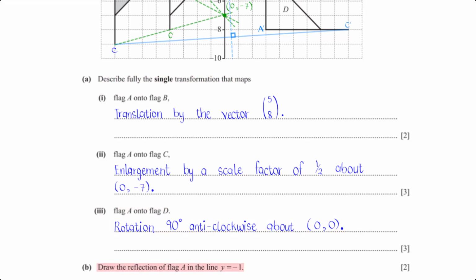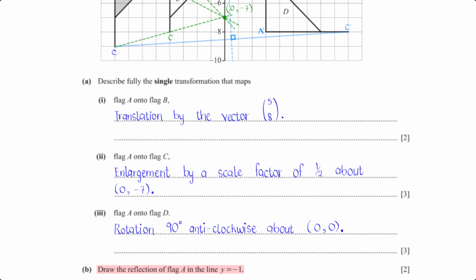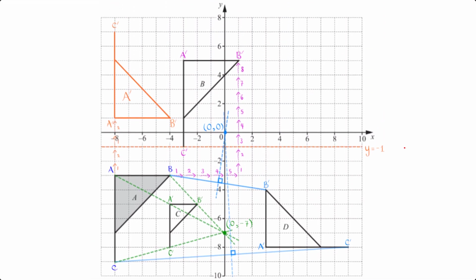Draw the reflection of flag A in the line y equals -1. So first, we draw the line of reflection, which is y equals -1. Then from here, we need to reflect the vertices of flag A in the line y equals -1.